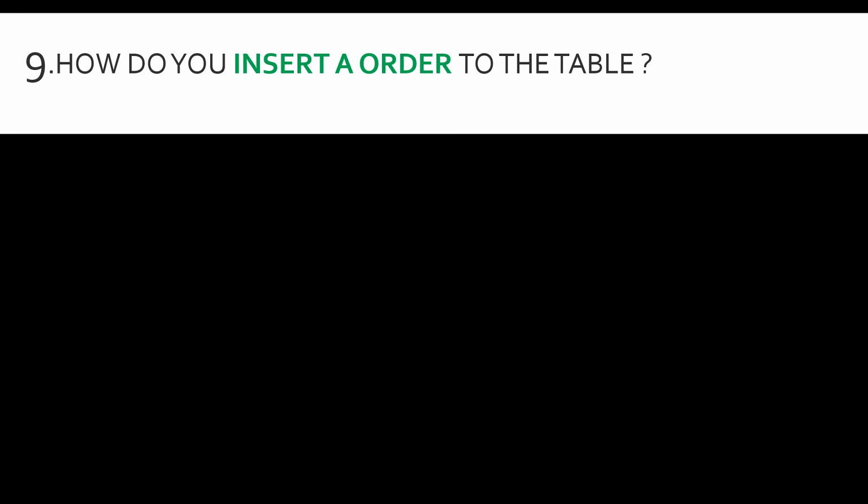Question number 9, how do you insert an order to the table? All the queries we looked at till now were more about fetching the data. This query would be insertion, or addition, of an order record to the table. So let's see the SQL query for the same.